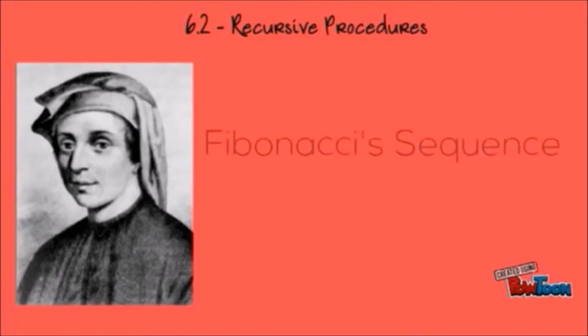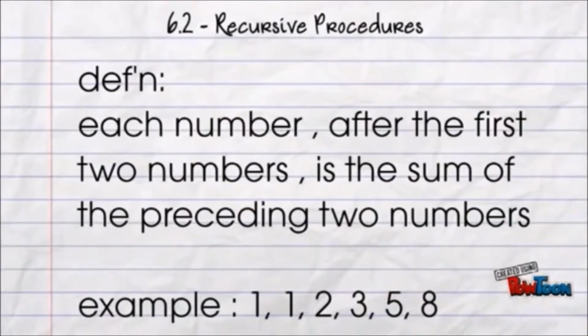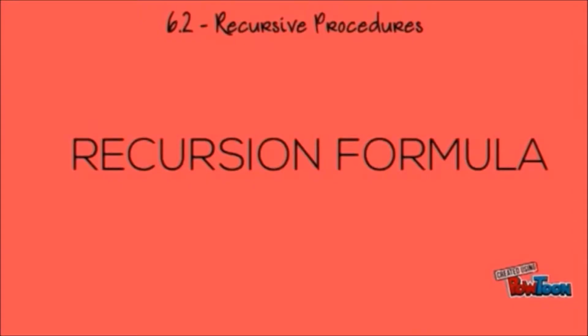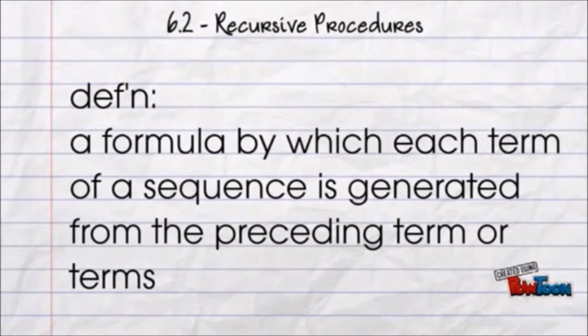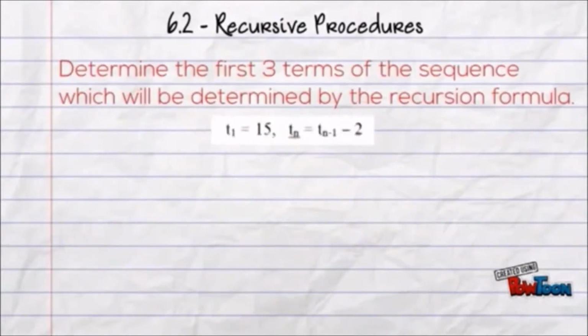Recursive procedures. The definition of Fibonacci sequence is each number after the first two numbers is the sum of the preceding two numbers. In the example, 1 plus 1 equals 2, 2 plus 1 equals 3, 3 plus 2 equals 5, and 5 plus 3 equals 8. The definition of a recursion formula is a formula by which each term of a sequence is generated from the preceding term or terms. This question is asking us to find the first three terms of the sequence.